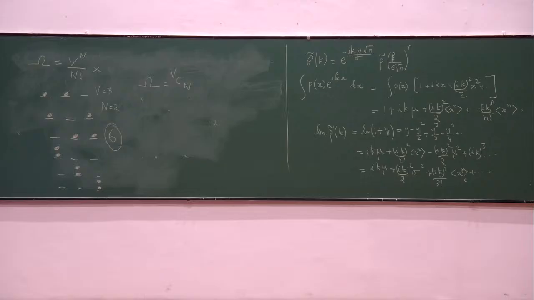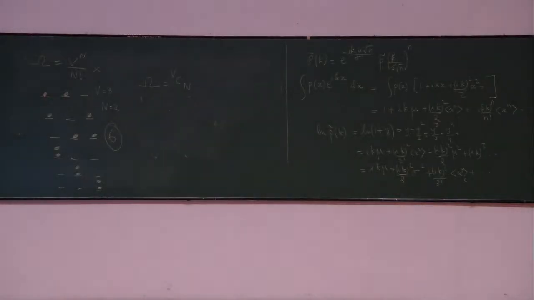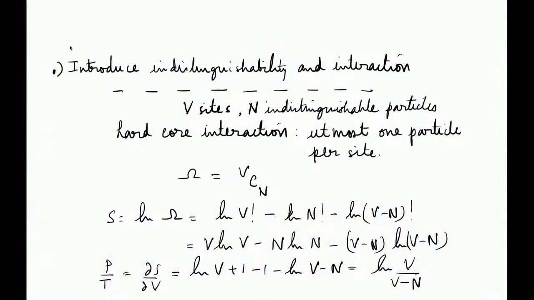What is the equation of state? Can you compute the equation of state for this? I can do the computation because I have done it here. It is VCN. You should just try this out yourself. Now I just do my machinery. S is log omega. VCN is V factorial by n factorial (V minus n) factorial. So I take the logarithm of that. Log V factorial is V log V roughly. Other terms will not matter. Minus n log n minus (V minus n) log (V minus n).